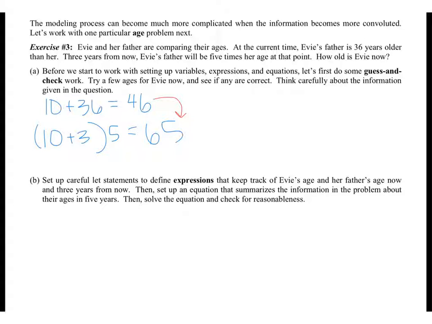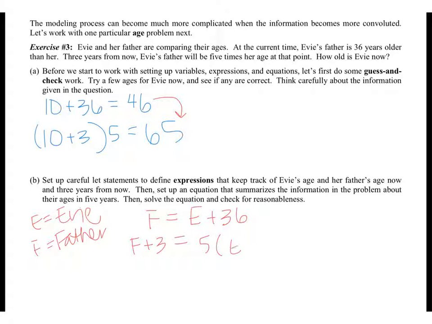But we're going to set up some let statements. So E is going to be Evie's age, and F is going to be her father's. So her father is Evie's age plus 36, so her age now plus 36. And her father 3 years from now should be 5 times Evie's age plus 3.